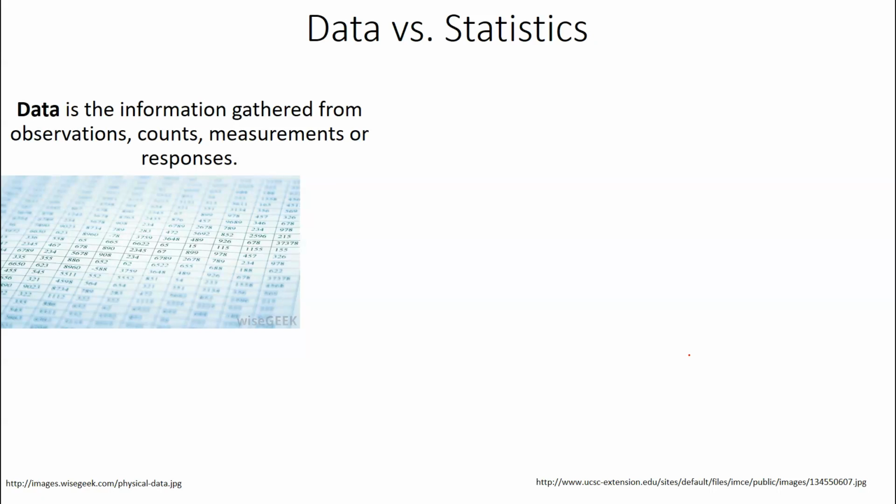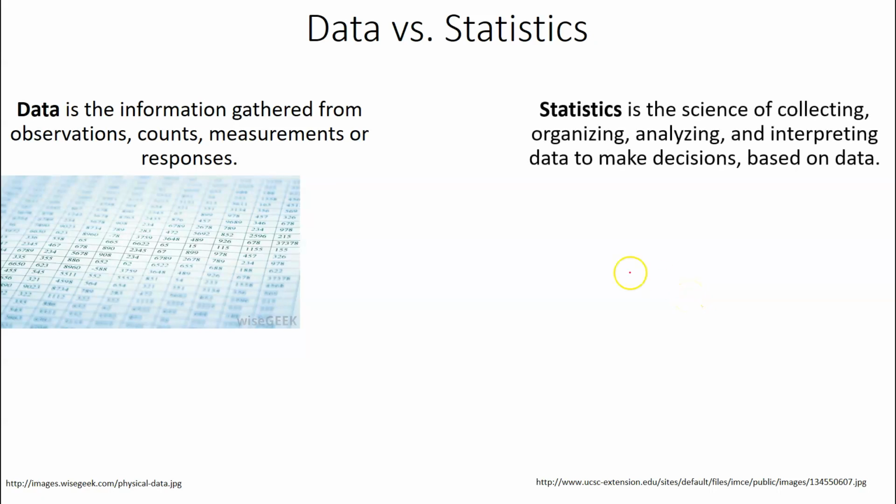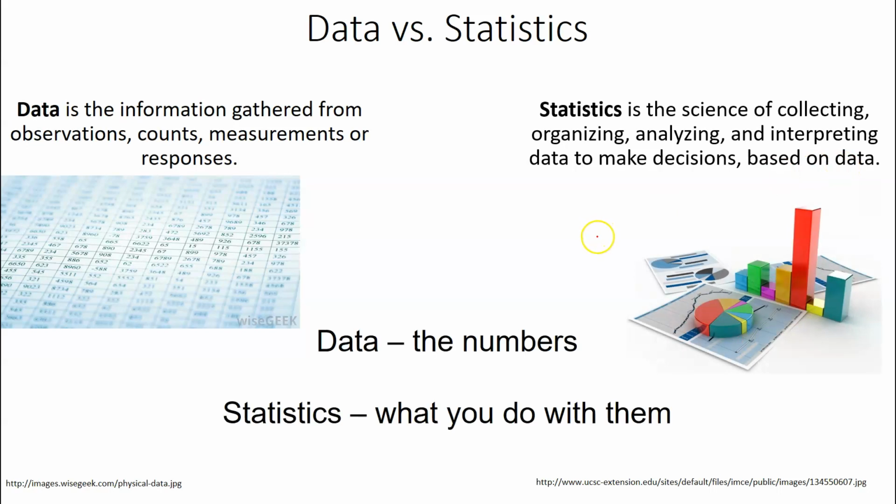When we talk about statistics, we've got to make a distinction between what's the data and what's the statistic. Data is the information gathered from observations or counting or measuring of responses, or it could be measuring of sizes. Statistics, though, is the science of collecting, organizing, analyzing, and interpreting data to make decisions based on data. So this is maybe a good way to sum that up. The data is the numbers. The statistics are what you do with them. What's the mean? What's the median? What's the mode? What are the implications of these? What's the graph that would go with this?